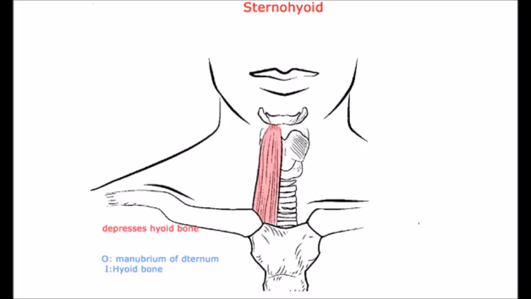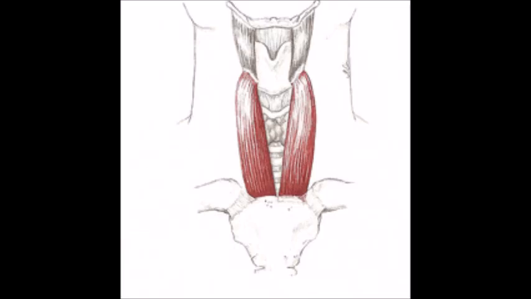Origin: medial end of clavicle and manubrium of sternum. Insertion: body of hyoid bone, middle portion. Action: depresses hyoid bone. Sternothyroid.